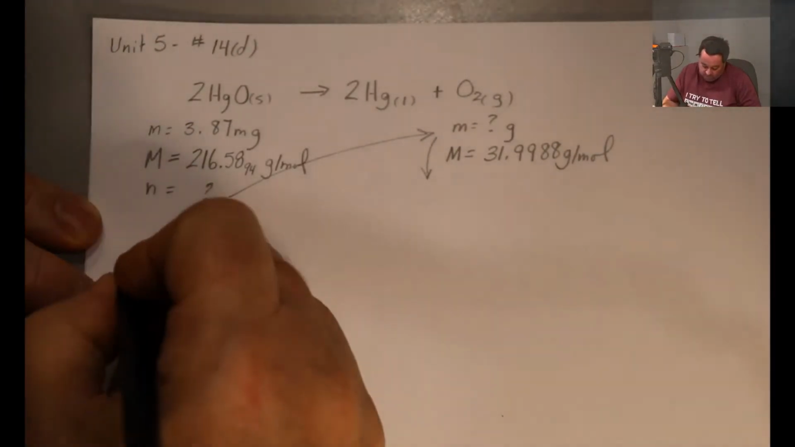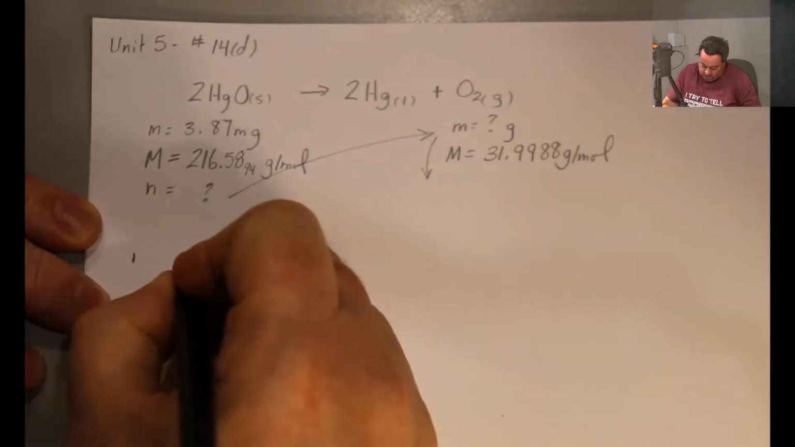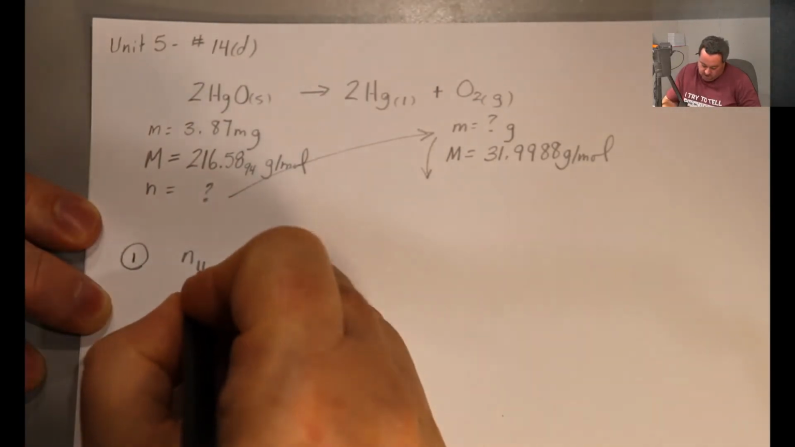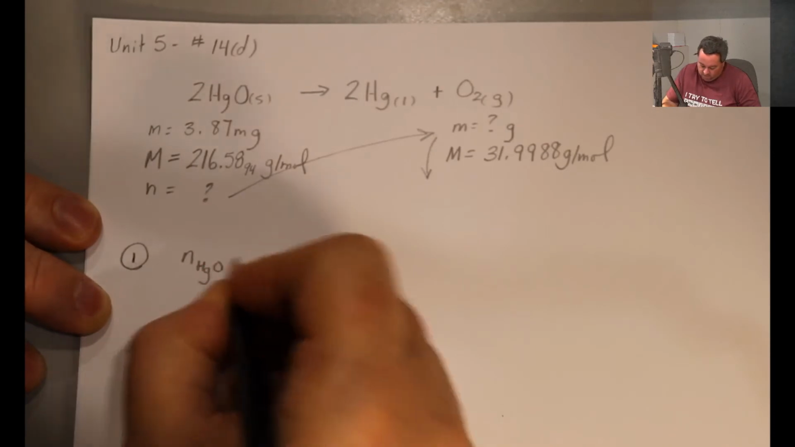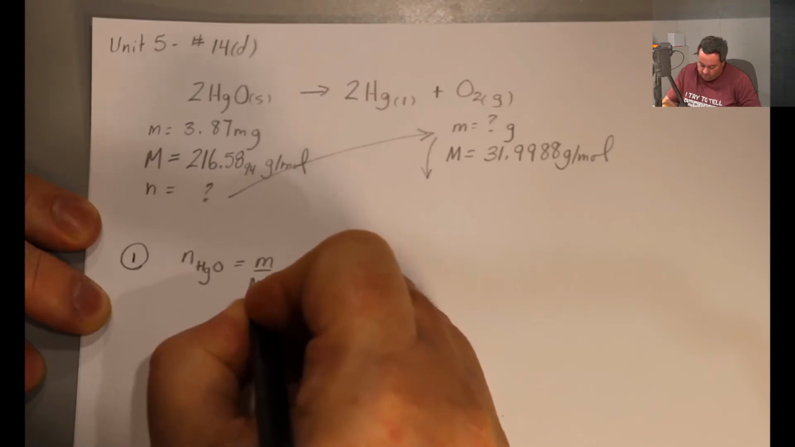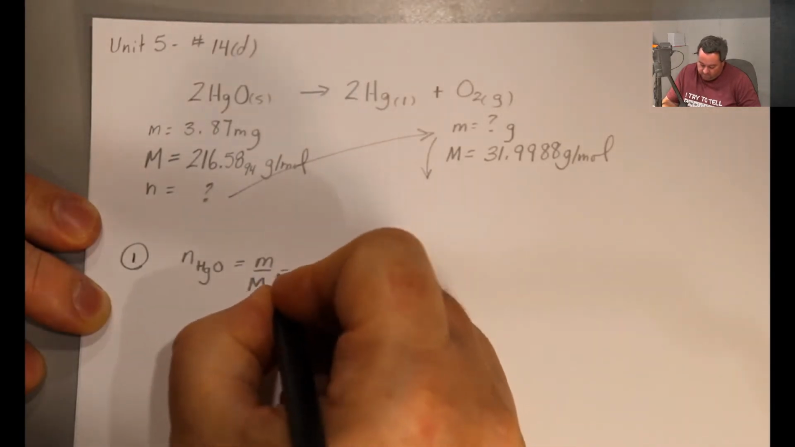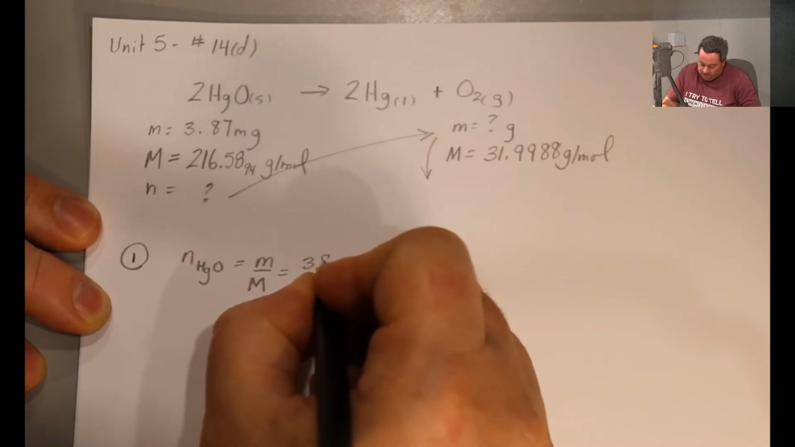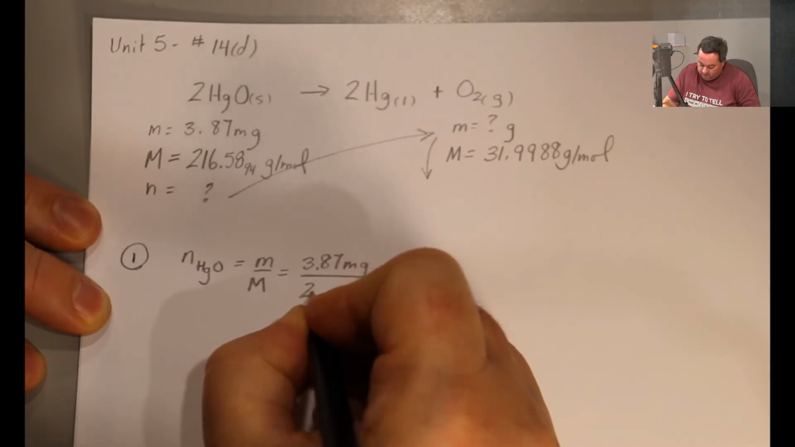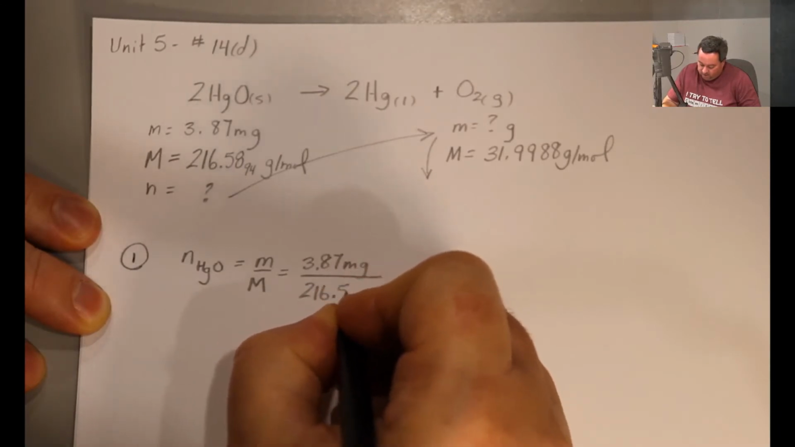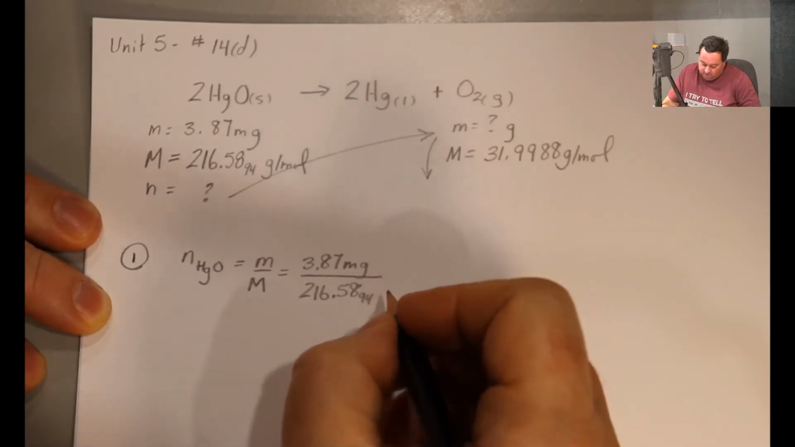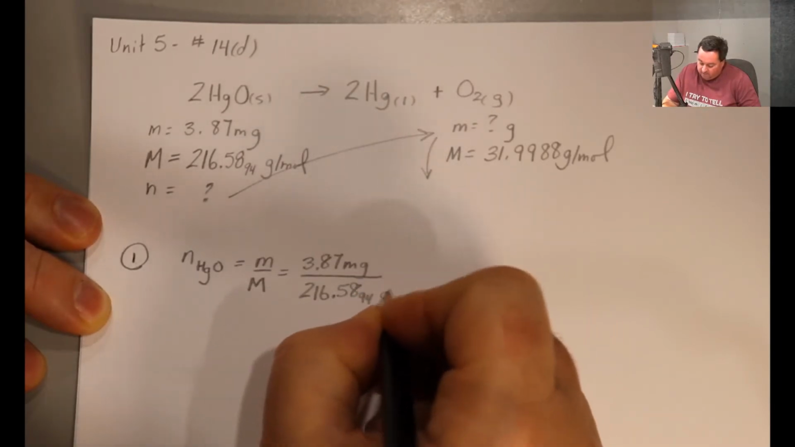So 3 steps. Step 1, number of moles of HgO is equal to mass over molar mass. 3.87 milligrams divided by 216.58, and I'm keeping 2 extra digits that weren't sig figs when I did that molar mass.